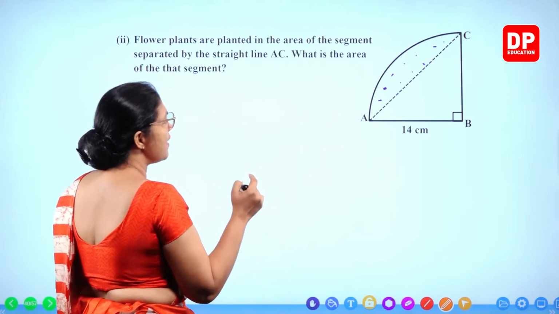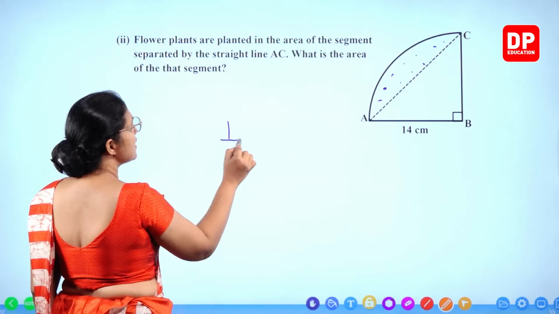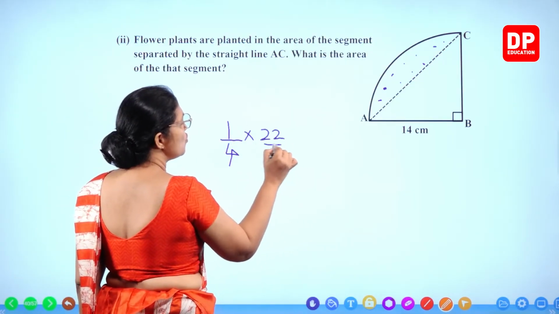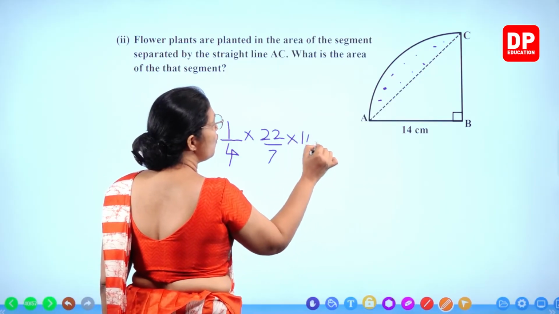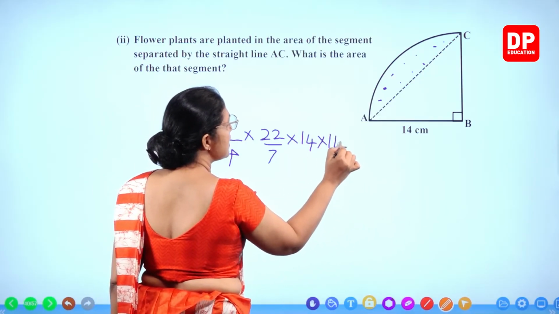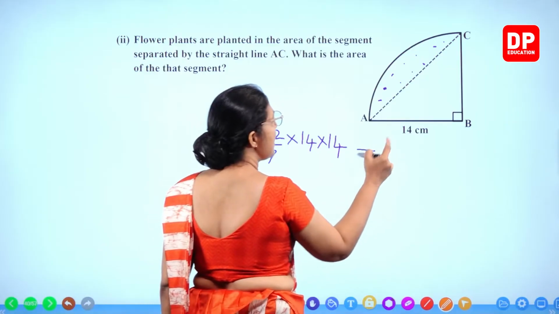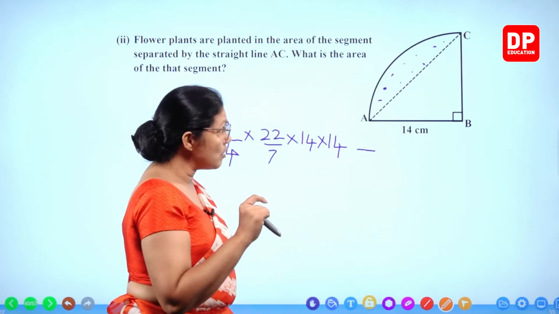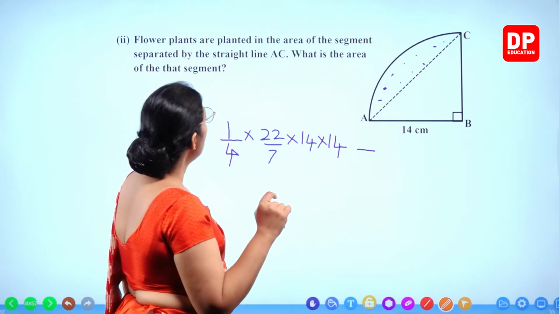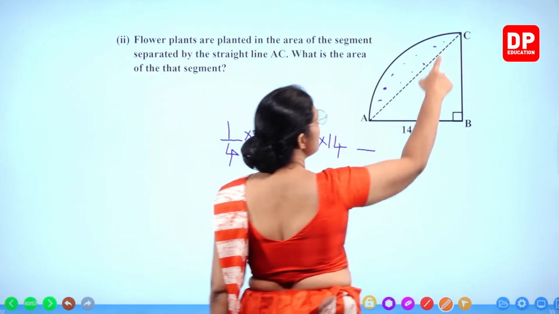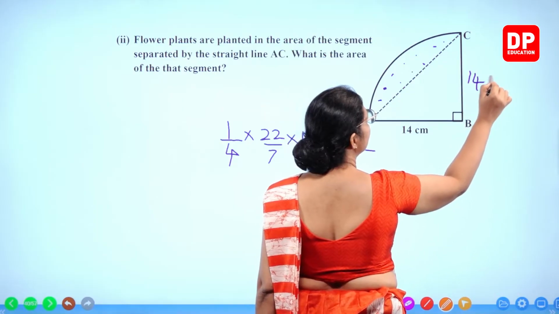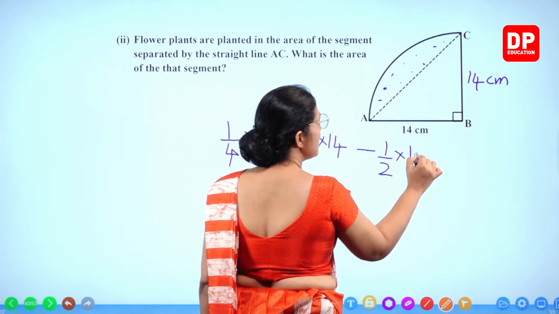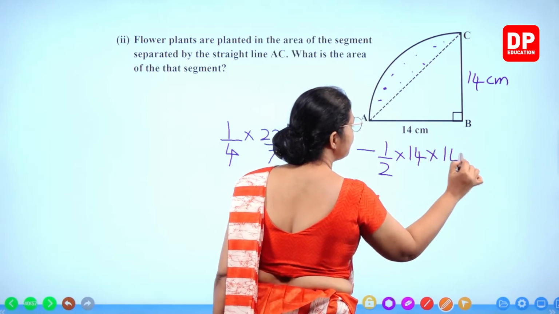So what is the sector area? It's a quarter of a circle, 1/4 into pi r square. 22/7 into 14 is the sector area, minus the area of the triangle. What is the area of the triangle? This is a right angle triangle. So here, this is 14, this is also 14. So half into base is 14 and height is 14.